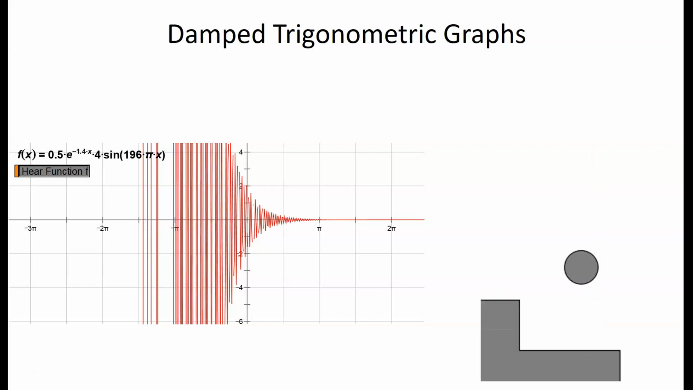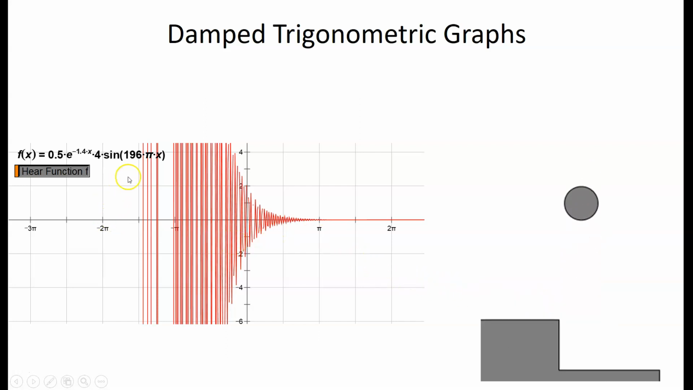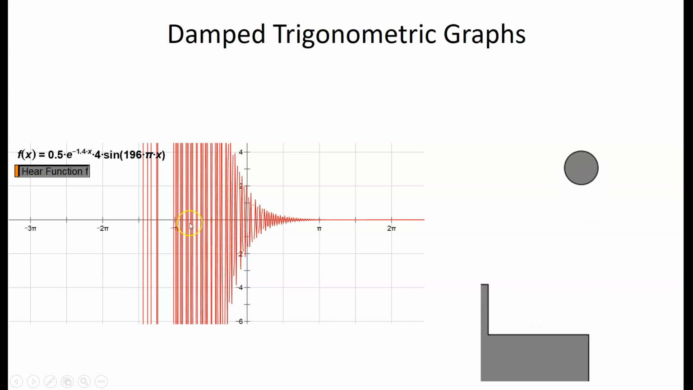Today in this video, we're going to be talking about dampened trigonometric graphs, what a dampened trigonometric graph is. Later on, I'll be explaining why we're looking at this little bouncing ball GIF here, and how we get this funny looking graph that we're looking at right here.